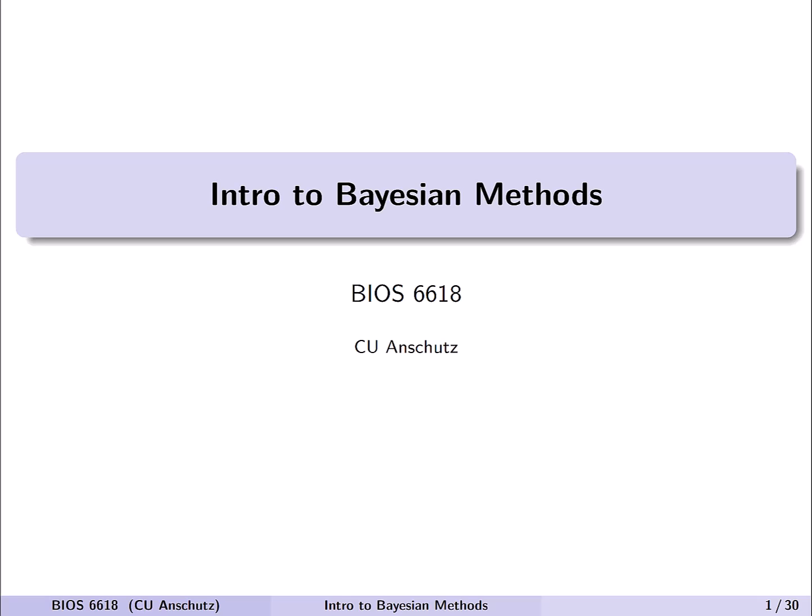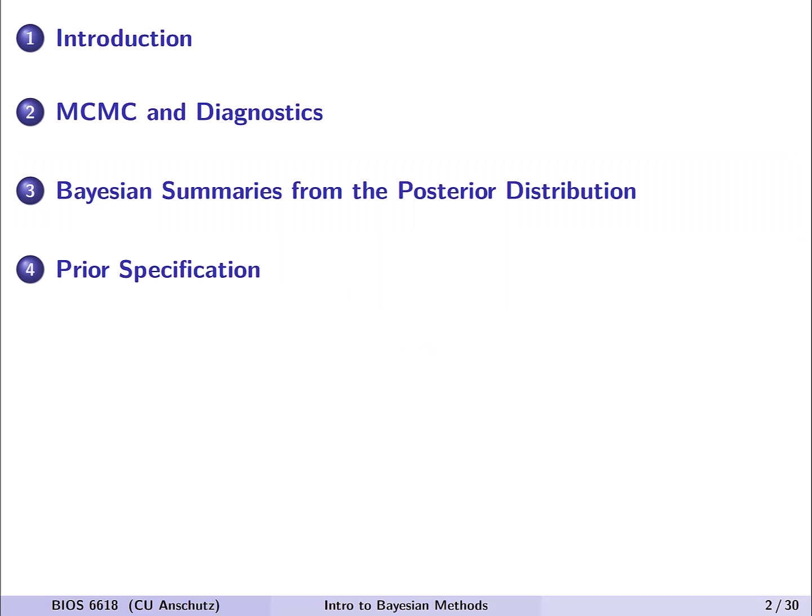Greetings, Bio 6618. In this lecture, we're going to have an introduction to Bayesian methods. We'll first have a brief introduction and comparison with some frequentist approaches and ideas and concepts. We'll then introduce MCMC and some diagnostics. We'll then move to Bayesian summaries from the posterior distribution and highlight how they're comparable or similar in certain ways to frequentist summaries we've already learned about most of the semester. And we'll close with a brief example of prior specification. We'll save some specific applications to regression modeling for a future lecture.